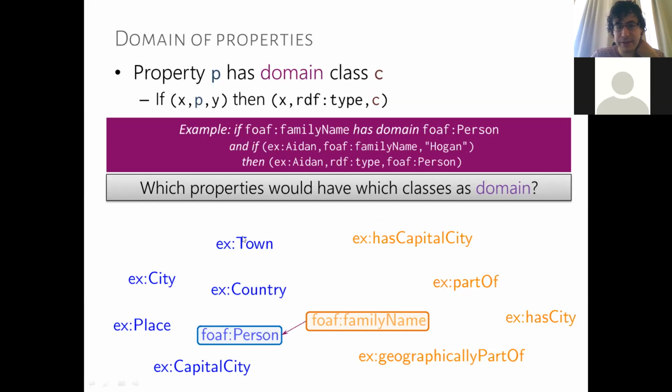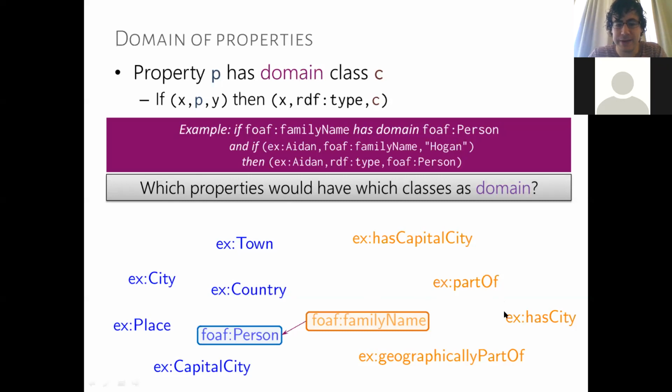Part of, there doesn't seem to be a natural one class here that would be the domain. Rather, it would be something like the union of all these classes or any possible class, which we can't define yet. If we were to connect part of to all of these classes here and say that part of has domain town, part of has domain city, part of has domain country, then every time we use part of on a resource, we would imply that that resource is a town, a city, a country, a place, a person, a capital city, which is not what we want.